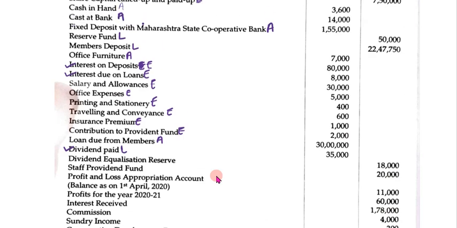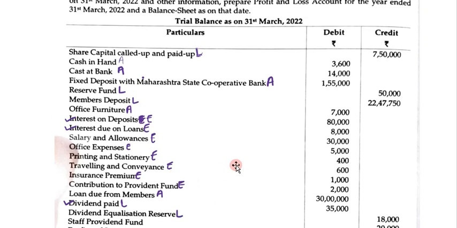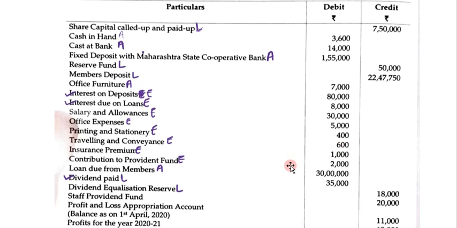Next is dividend equalization reserve, 18,000 liabilities. The amount is in credit side. Now see, first of all, how to understand that this particular item we have to post in asset side or liability side or expenditure or income side. Now see, the entries which are given in debit side will go either in asset side or in expenditure side, and the amount which is given in the credit side will go in liabilities or in income side.